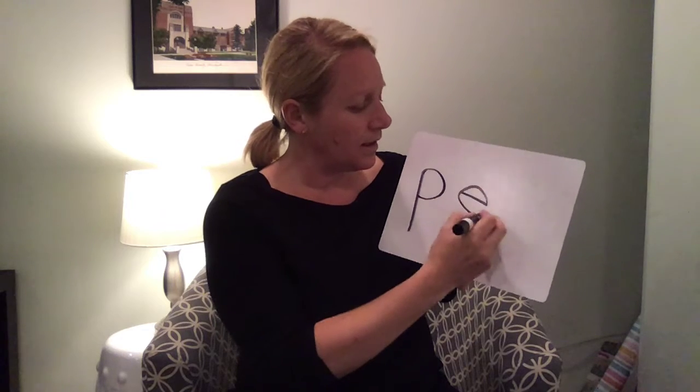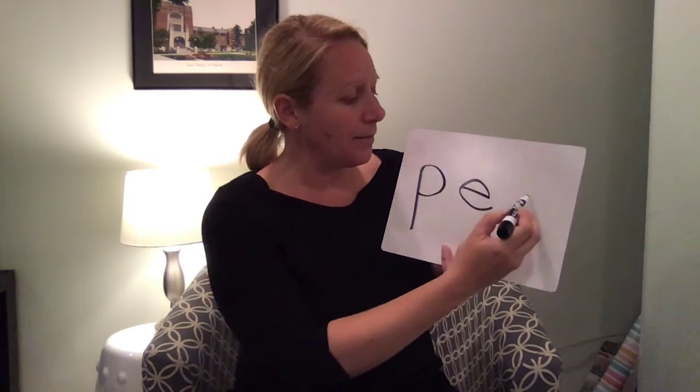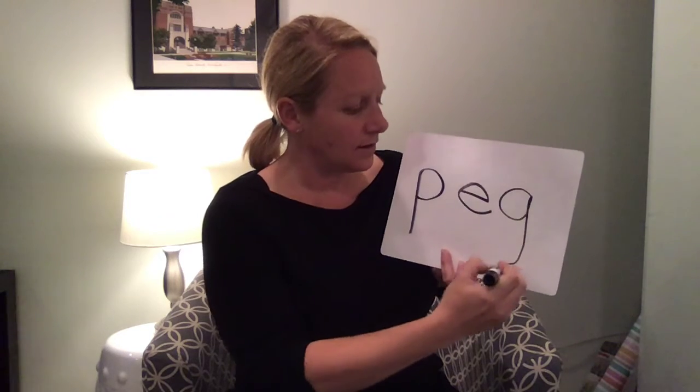I jotted a P because I know P comes first. Next we need E, ed, e. Last we need G, P, e, G, peg, G. Peg is changing to the word pedge. Pedge. What stays the same? What changes? Do it on your paper.